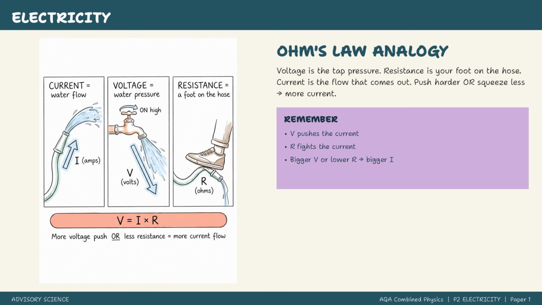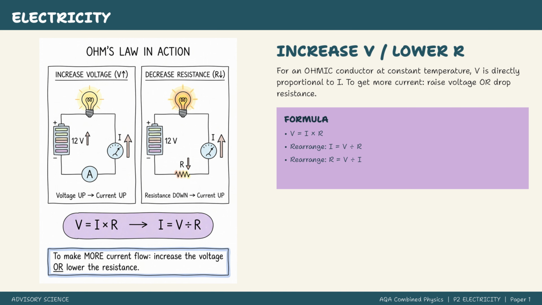Turning the tap on high increases the water pressure, which represents voltage, but stepping on the hose squashes the path, which represents resistance. Ohm's law connects these ideas together in the formula where potential difference equals current multiplied by resistance. Resistance is measured in a horseshoe symbol called ohms.